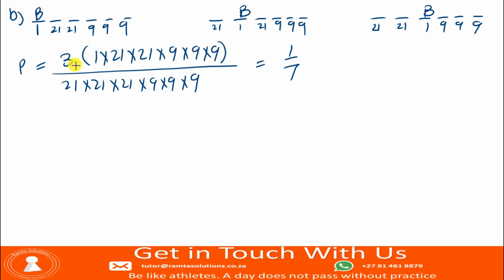Remember, I have said I'm not going to write this out: 1 times 21 times 21 times 9 times 9 times 9, plus 21 times 1 times 21 times 9. I'm not going to be doing that. It's the same thing, I'm just going to multiply it by 3. If you have time, you can add all of these together, and they will still give you the same answer. All right.